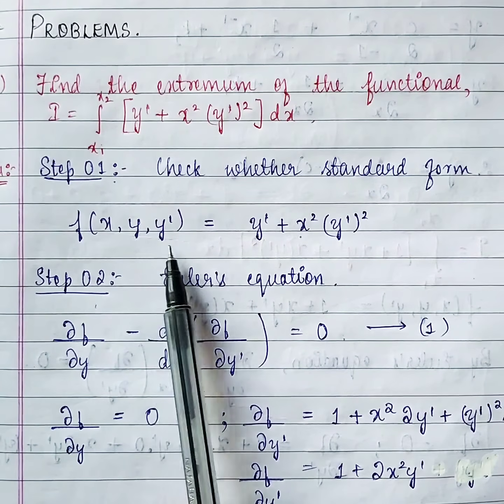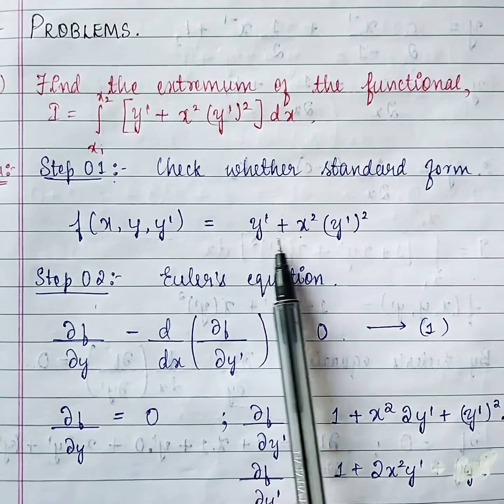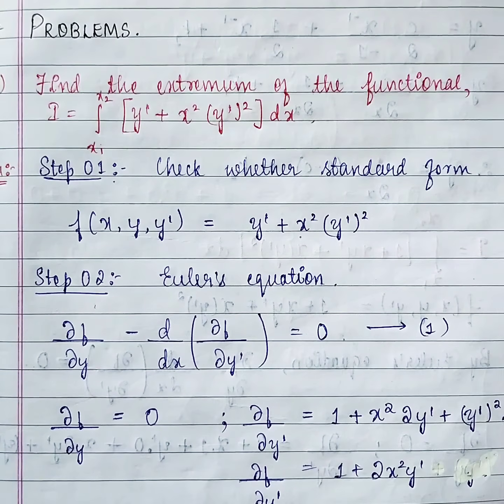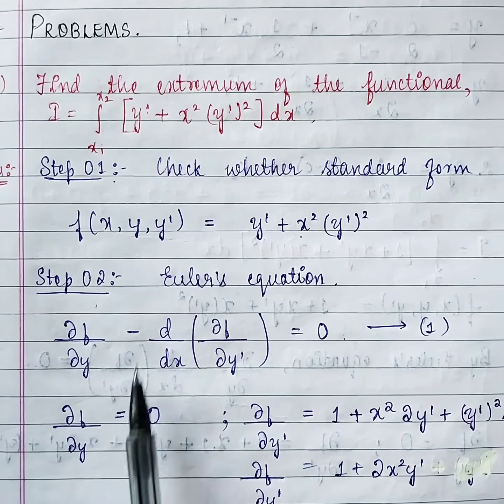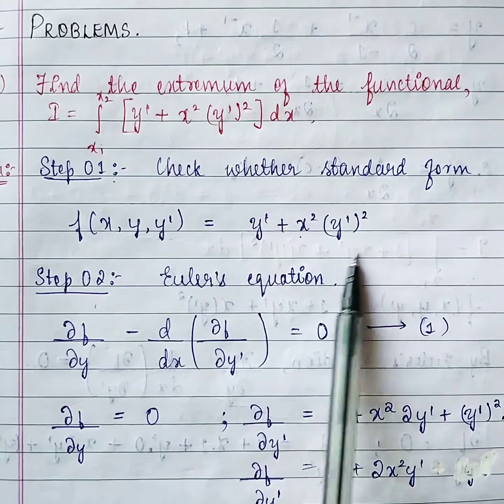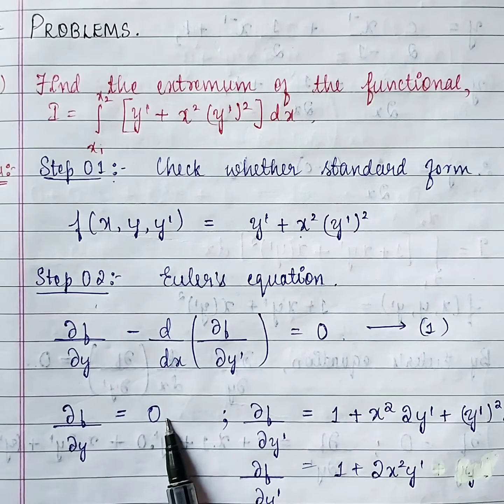It has x, y and y dash. So this is my given function, that is y dash plus x square into y dash the whole square. Now we are going to apply this formula. So is there any term that contains y? There is no term. So del f by del y is 0.